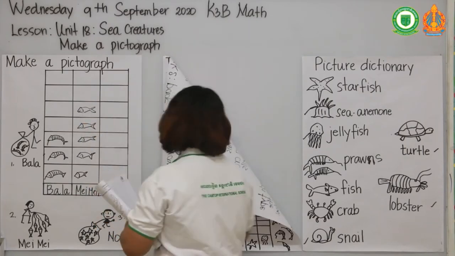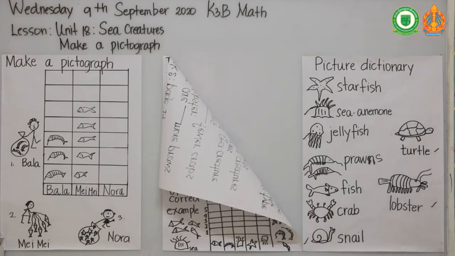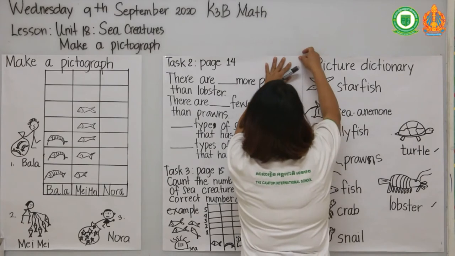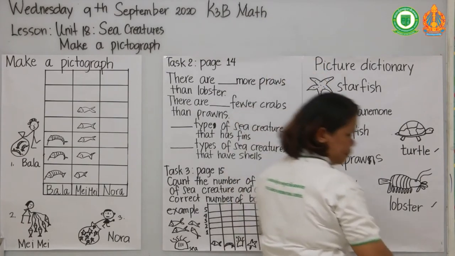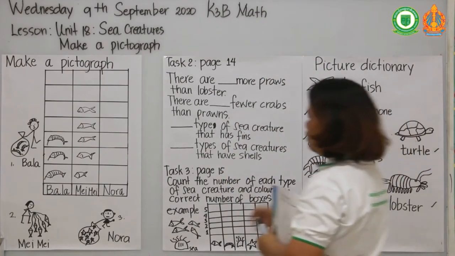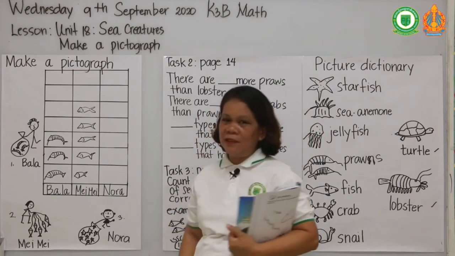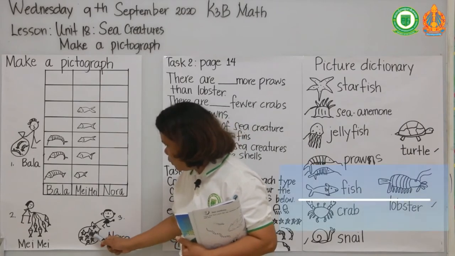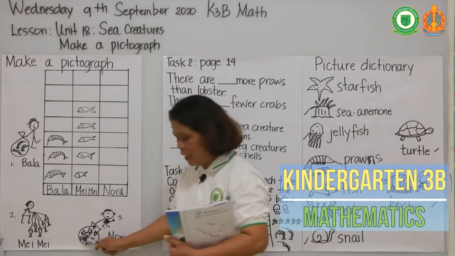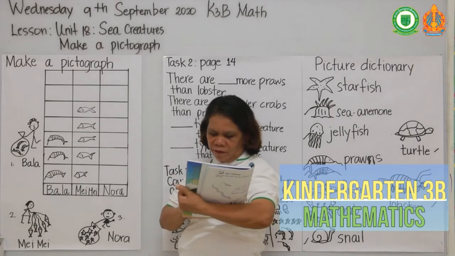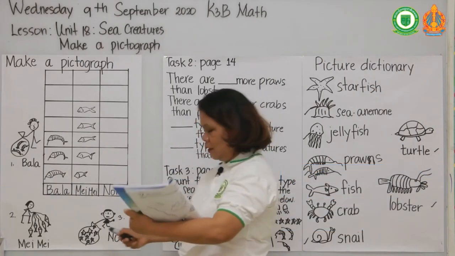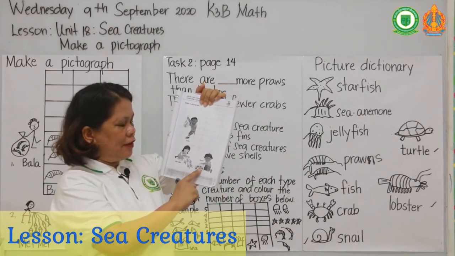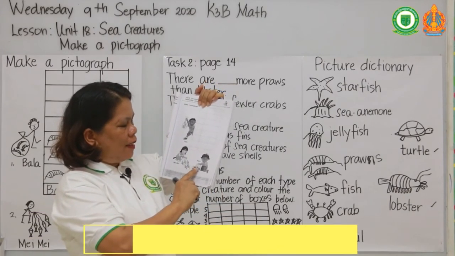1, 2, 3, 4, 5. Okay, how about Nora? How many starfish did he catch? Okay, Nora has 1, 2, 3, 4, 5, 6, 7. Only 7 starfish. Okay, you're going to write, to count how many starfish Nora had.